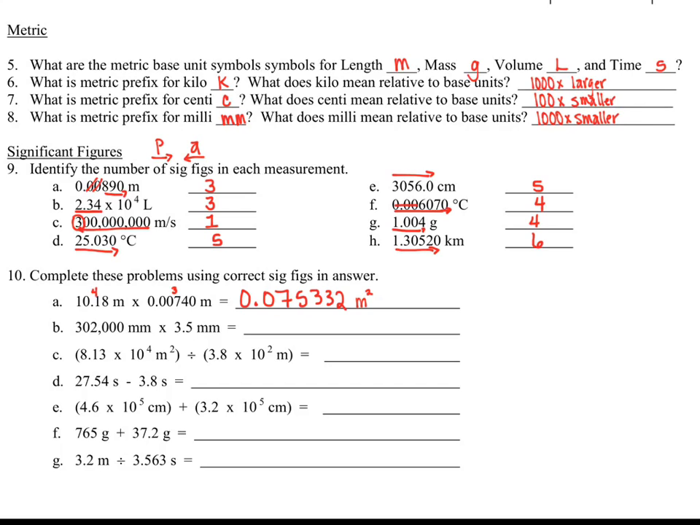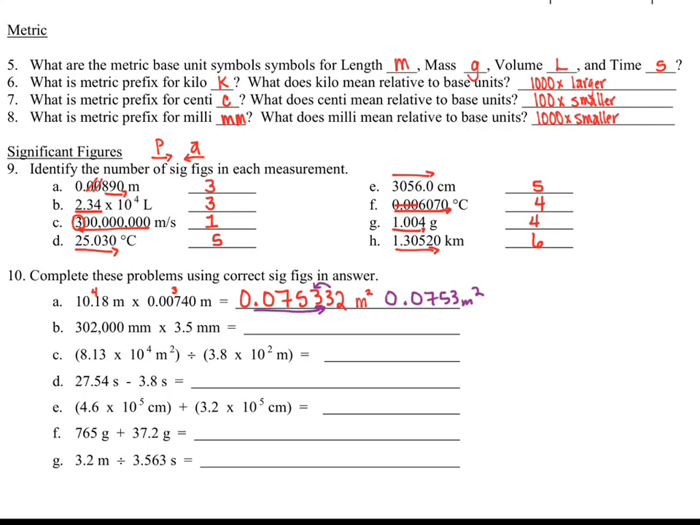So again, the decimal point is present, so I'm going from left to right, and that means that first non-zero number, so I start counting my significant figures until this 3. Okay, so the 3, the first will be my doubtful digit. This 3 does not affect this 3, so my answer would be 0.0753 meters squared.